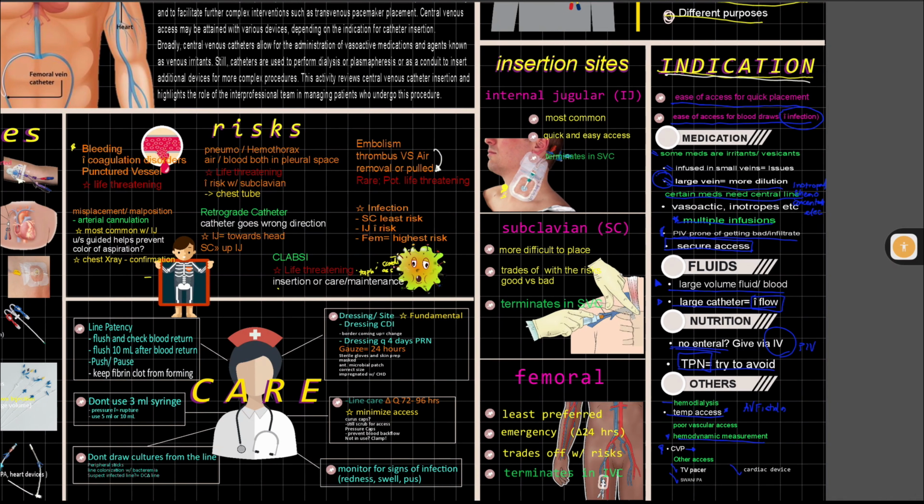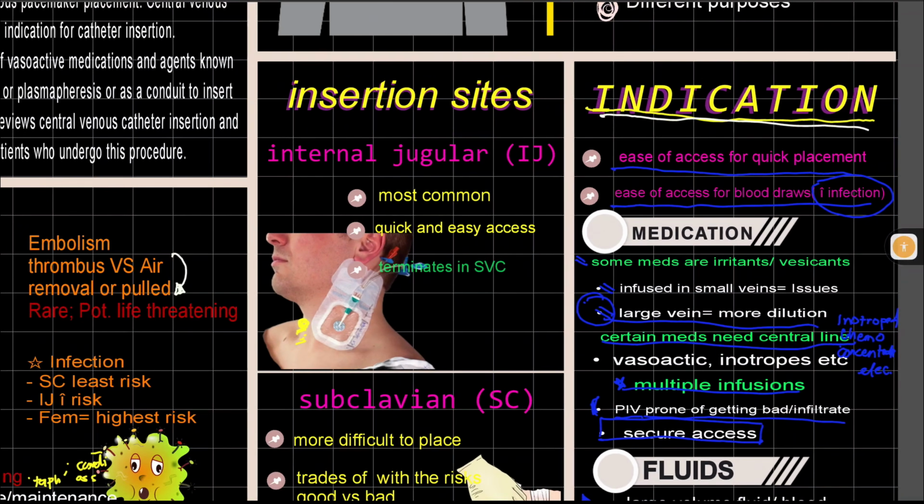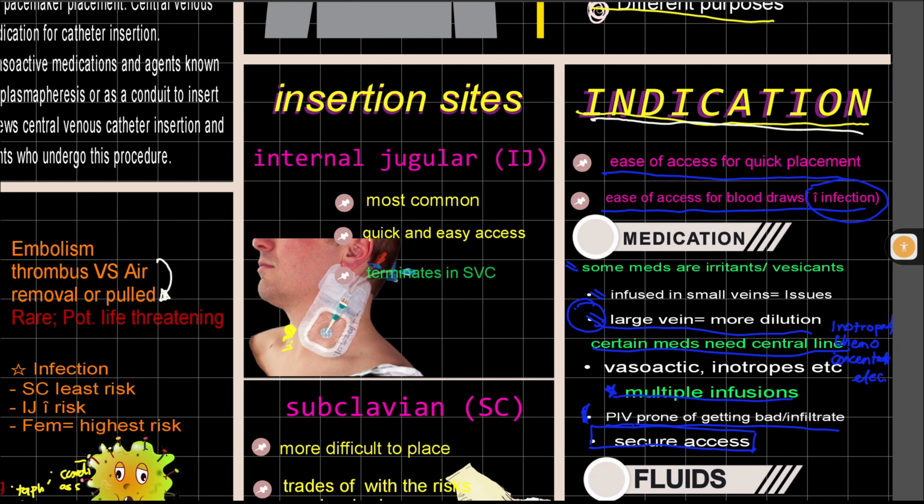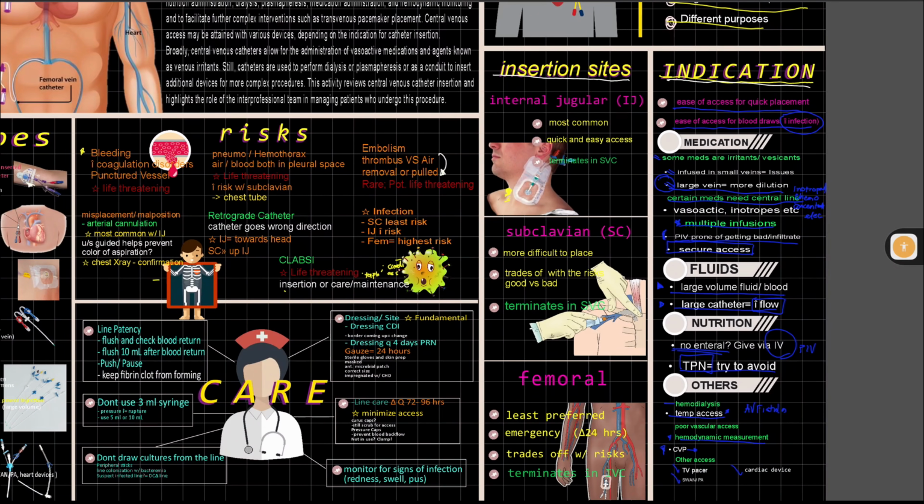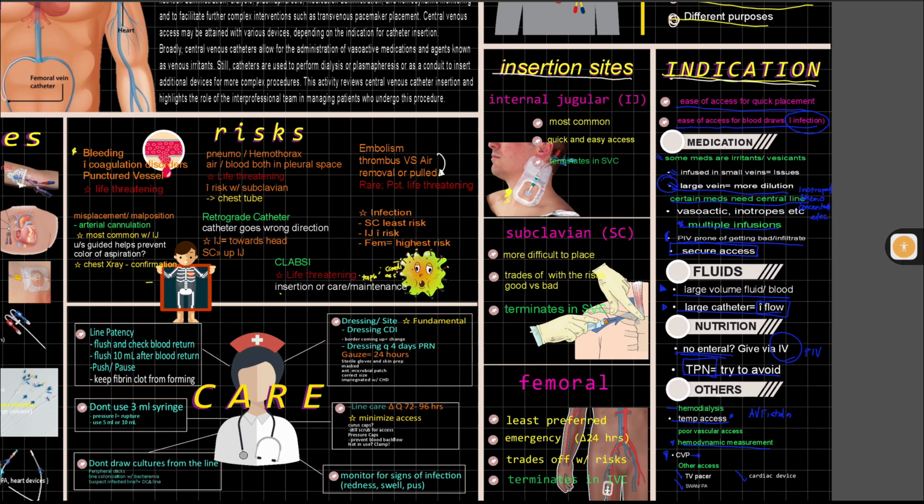Okay, now we're going to proceed with your insertion sites. Where do you think you're going to see the central lines placed in the patient's body? There are three major sites, primarily three major sites for central line insertions.